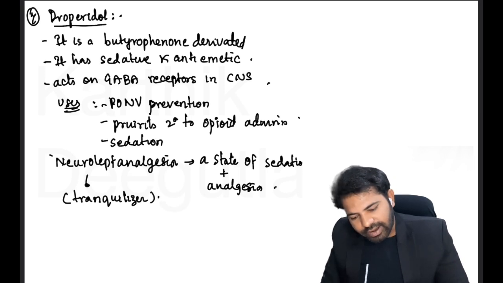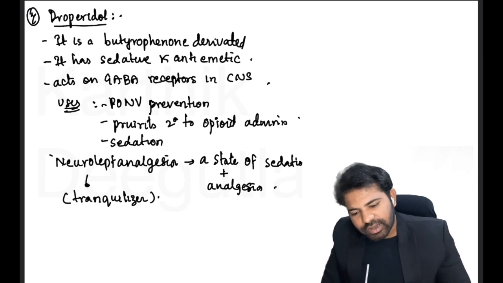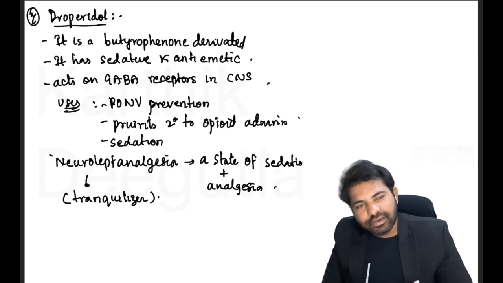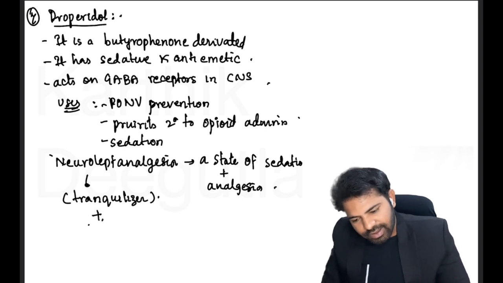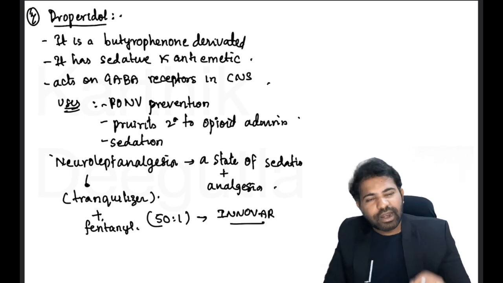So droperidol, a tranquilizer, when you give it in combination with fentanyl, is known as Inovar. A tranquilizer like droperidol and fentanyl in a combination of 50:1 is manufactured as Inovar. This is used for neurolept analgesia.